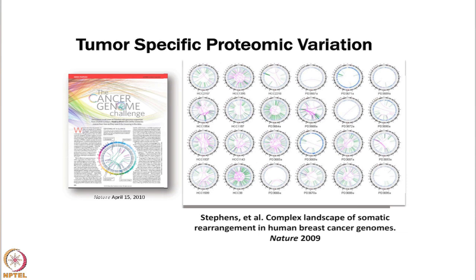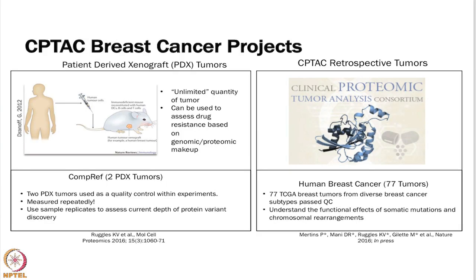So here's human breast tumors, and these circle plots just show the rearrangement within each of the tumors, and you can see that they're really different and highly variable. Some of them don't have a lot, and some of them do. So there's two studies that I wanted to talk about. One of them is a study you've already heard a lot about.